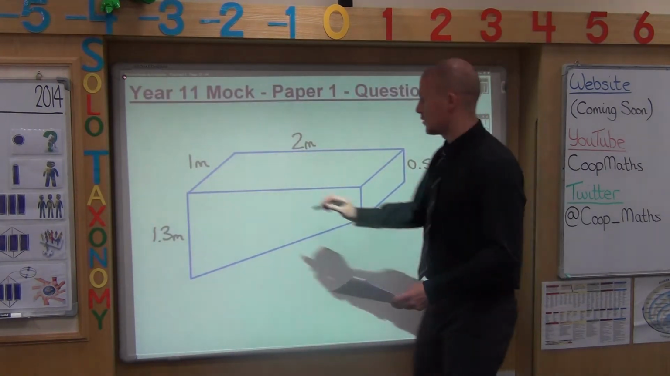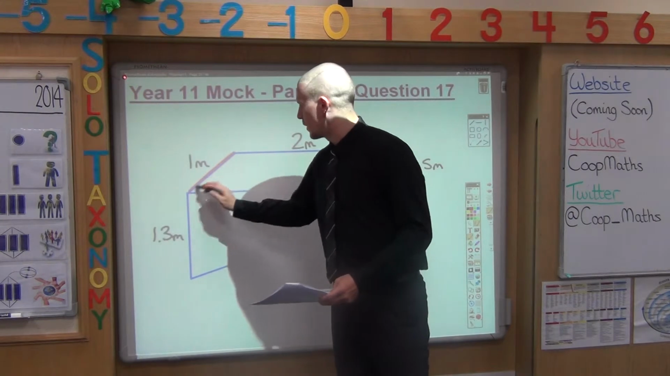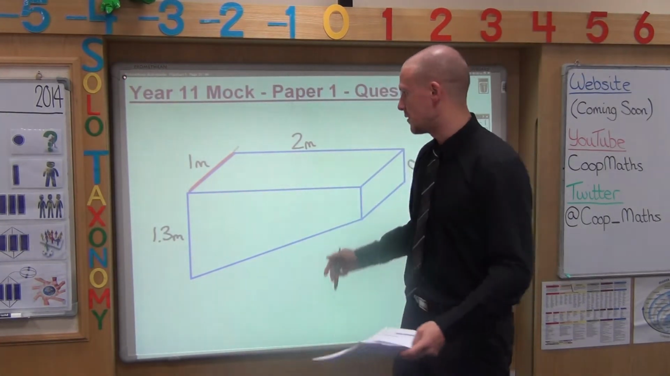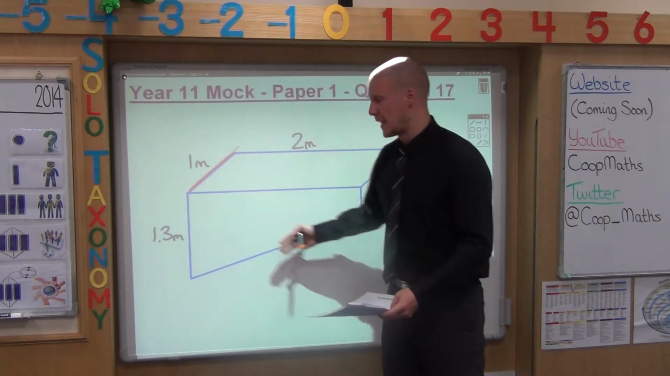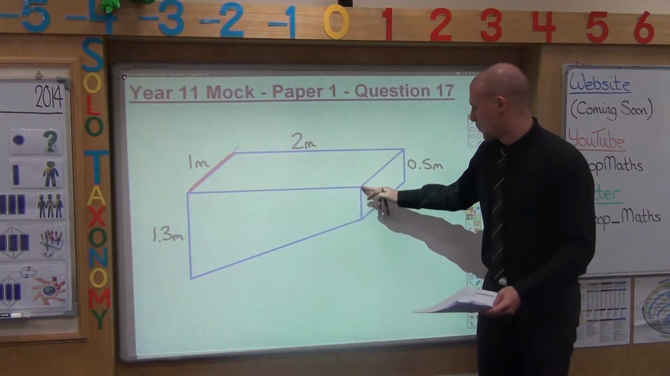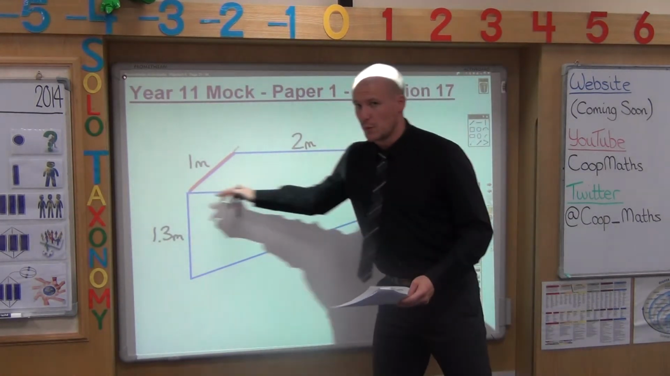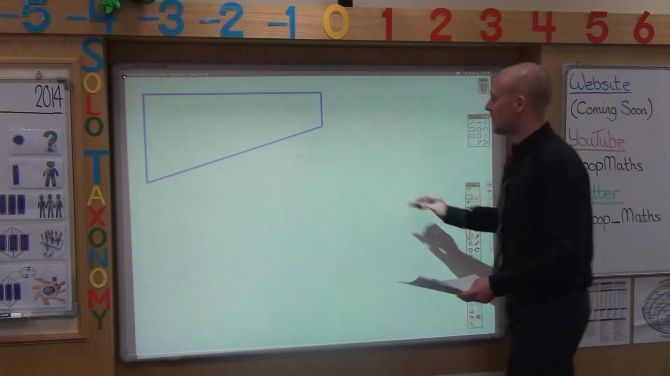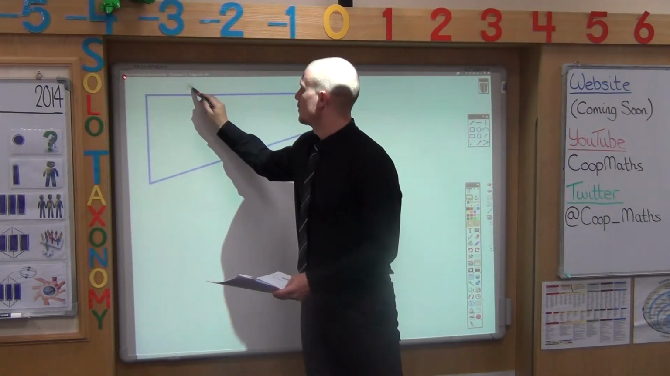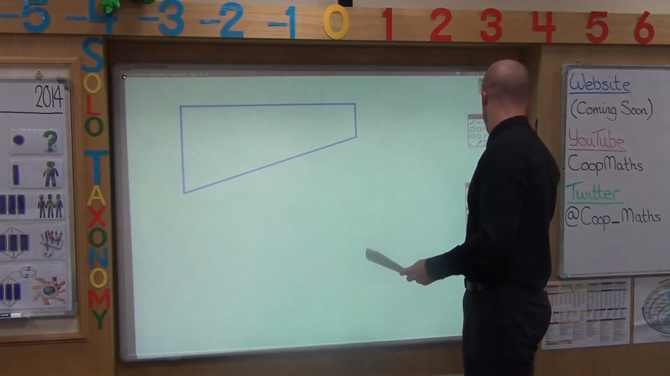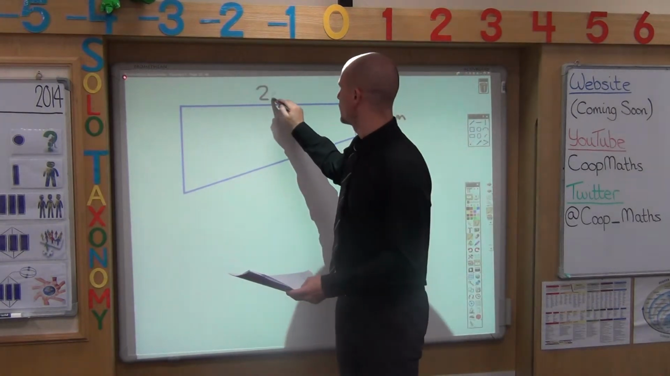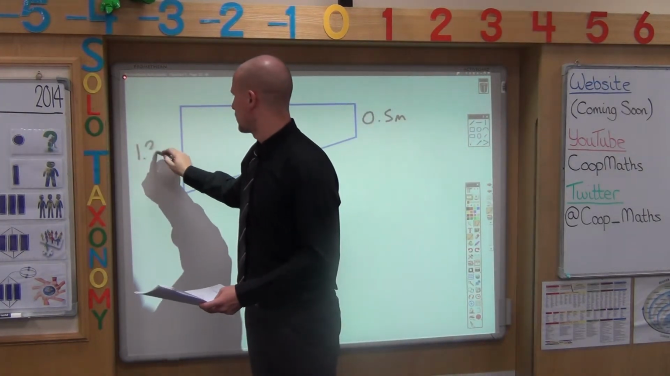The length in this case is 1, so this times by 1 bit isn't going to change anything. The real meat of this question is the area of the face. So we have 1.3 is this height, 0.5 is that height, and 2 across the way. We can add that to our picture here. So we have 0.5 here, 2 meters here, and 1.3 meters here.